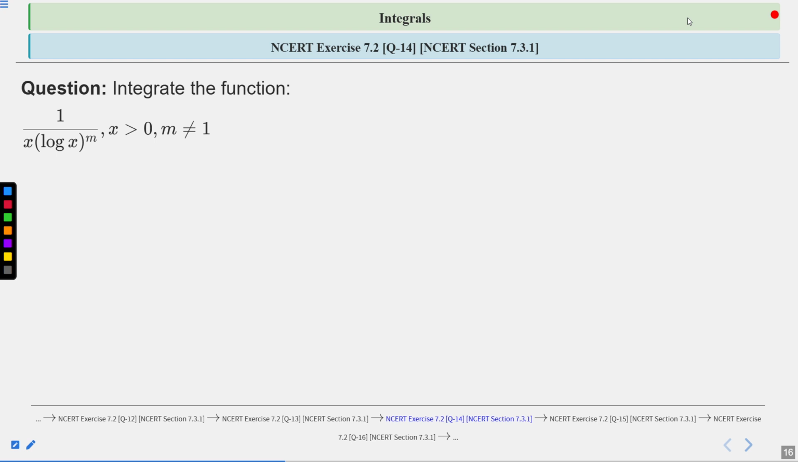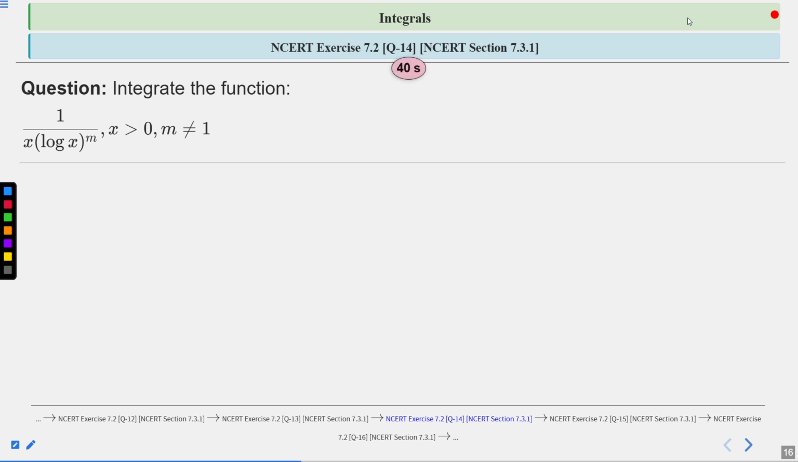The question says integrate the function 1 upon x into (log x) to the power m, where x is greater than 0 and m is not equal to 1. We need to integrate this. Again, we can apply the method of substitution to solve the given integral. By observation, you can easily say what substitution we will apply to solve the given question.